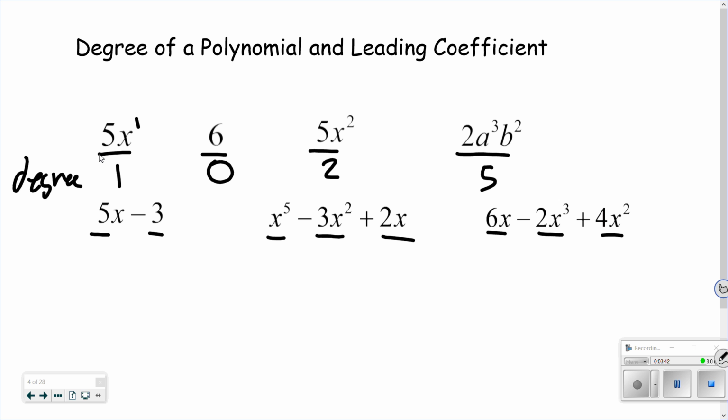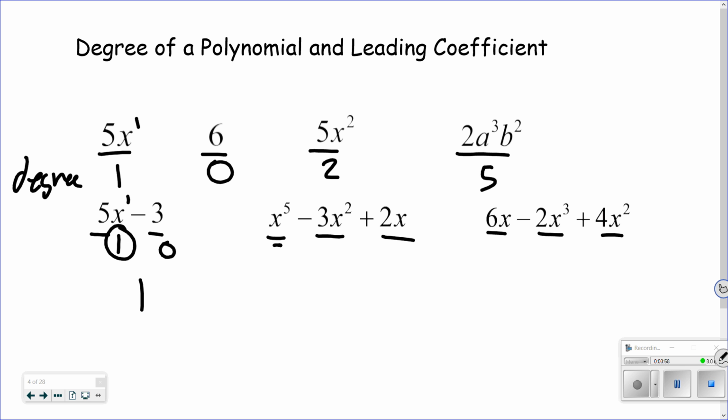If you have more than one term, like these bottom 3 examples, this is 5x to the first and 3, you take the degree of each one. So that first one's degree 1, 3 is degree 0. And for the whole thing, we take the highest one. So since the highest one is 1, we say it's degree 1.